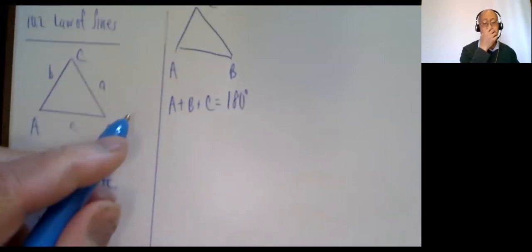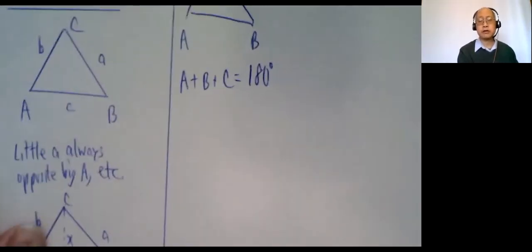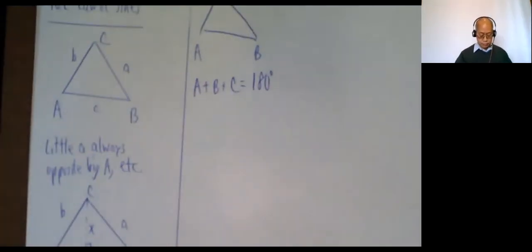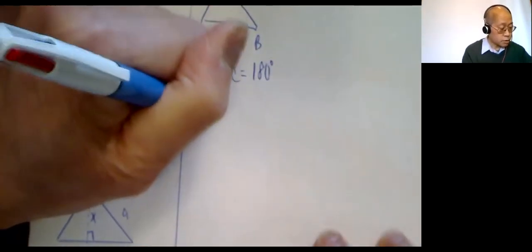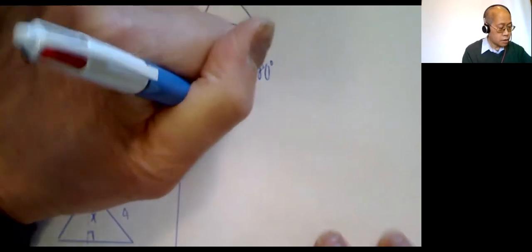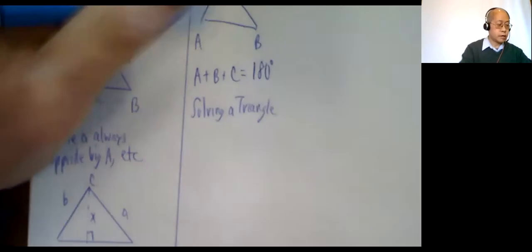Okay, so we can use this to solve triangles if possible. There'll be times where this is impossible, in which case you have to do the other law, something called the law of cosines. The problems that we're going to be doing are solving a triangle.